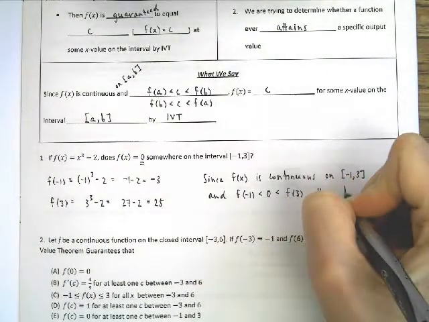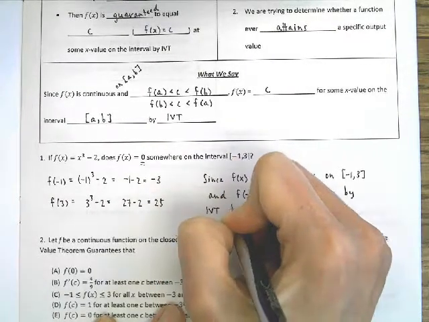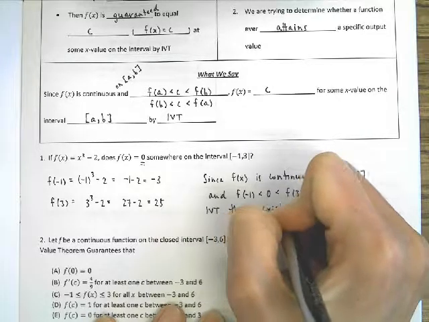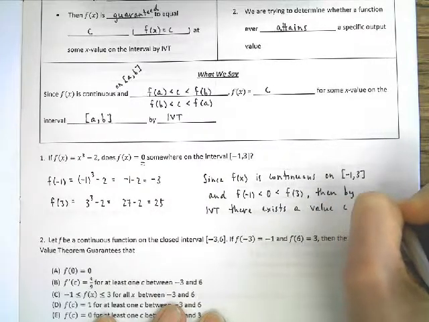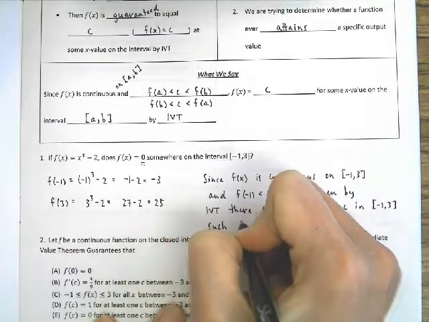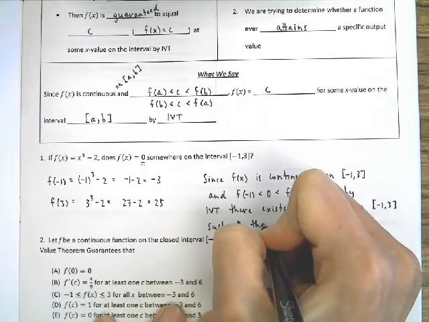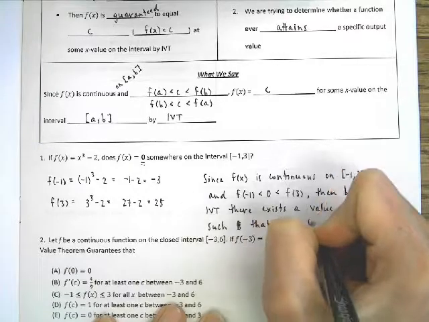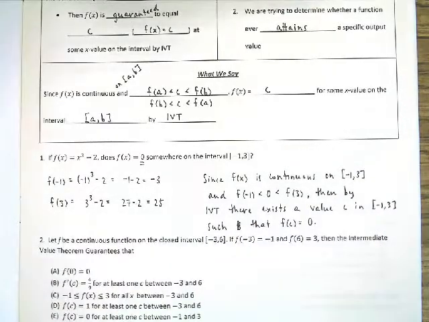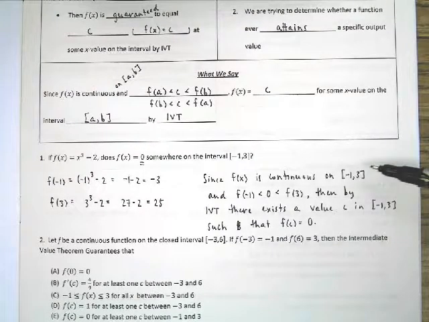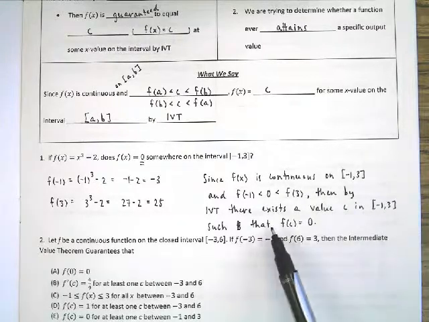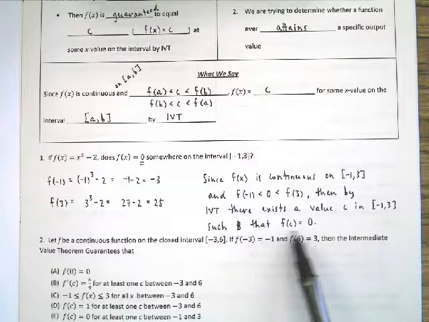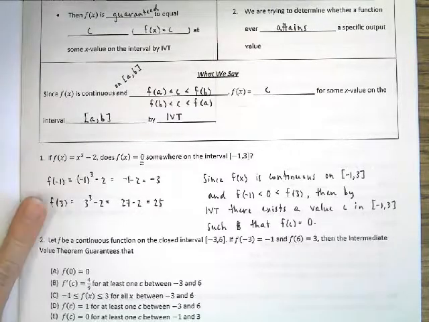I'm going to say then, by IVT, there exists a value C in the interval from -1 to 3 such that f of C equals 0. Okay, so again, I have my ifs. It's continuous. I've checked that that value falls between the endpoint values. So I could say then by IVT, I know there's some value C in the interval such that f of C equals 0. Okay, so that's a basic example.